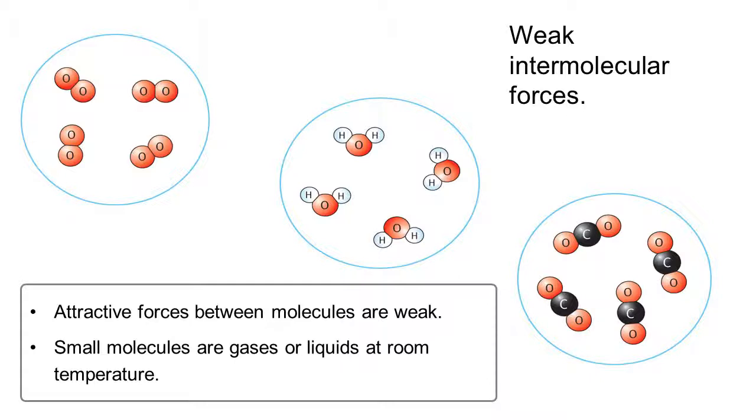If those bonds were stronger, they'd be stuck together and they'd form a liquid, or if they were even stronger, they'd form a solid. You do get covalently bonded solids, something as strong as diamond or graphite. They're covalently bonded. They're giant covalent structures. But these simple ones with the weak intermolecular forces are usually gases at room temperature.